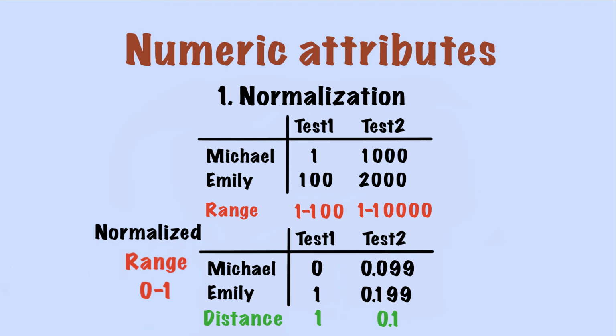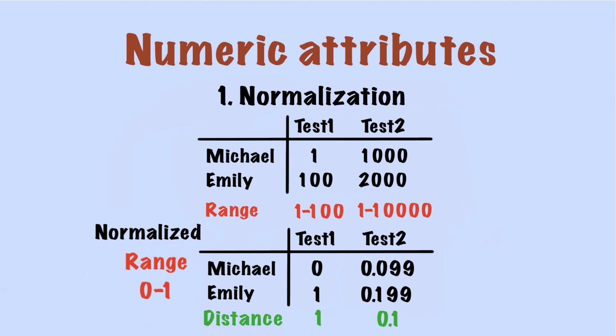Before normalization, the distance in test 2 is 1000, which is much larger than the distance in test 1. However, the difference between Michael and Emily's score should not be interpreted as strong, considering the range of test 2 is 1 to 10,000. Normalization corrects this bias by taking the range into account. Hence, the distance between Michael and Emily in test 2 is now 0.1. If you compare the distance in test 1 and test 2, you will find the distance in test 1 is much larger than in test 2 after normalization.